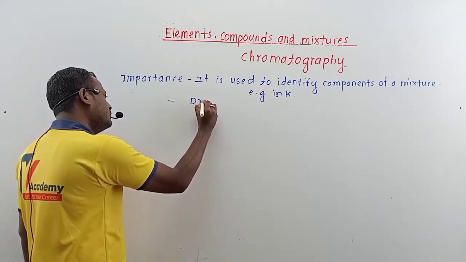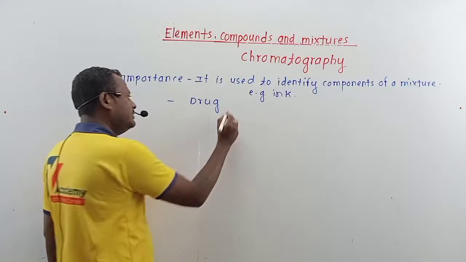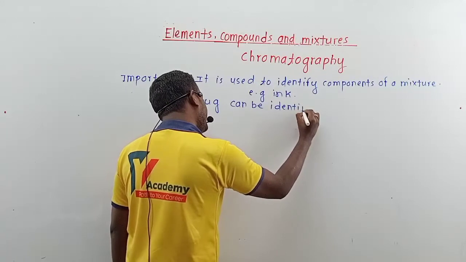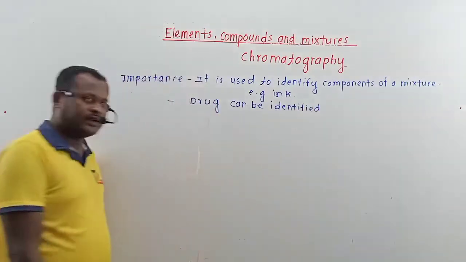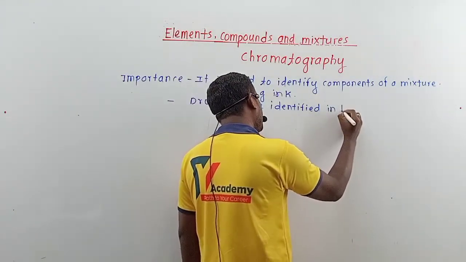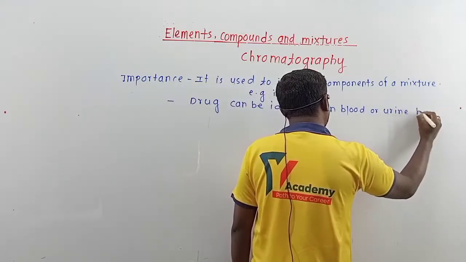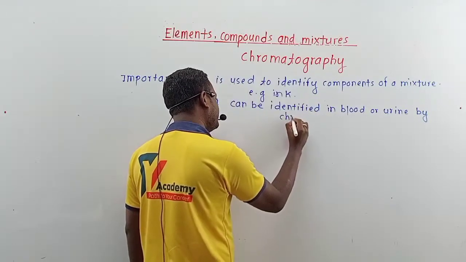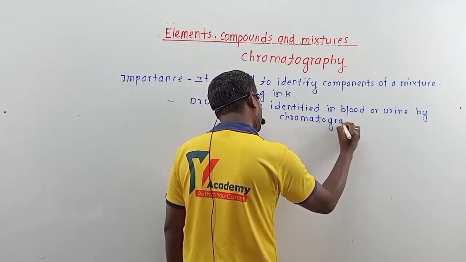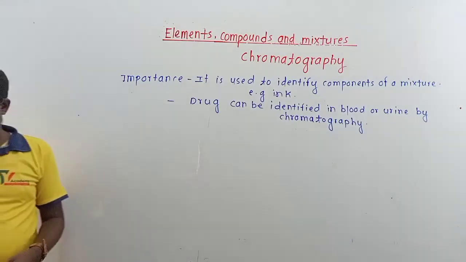Okay. So drug can be identified in blood or urine by chromatography. Okay. तर ब्लड मध्ये किंवा युरिन मध्ये जे ड्रग आहे ते आपण आयडेंटिफाय करू शकतो या मेथडनी.